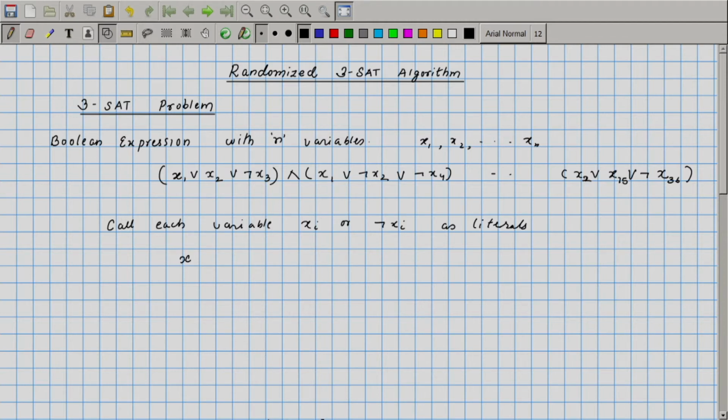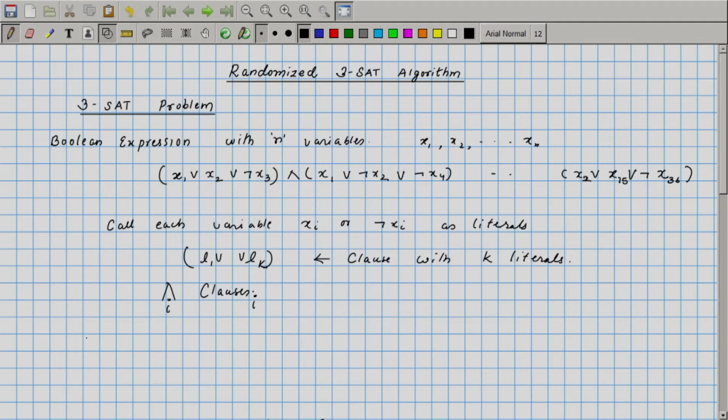If L1 through Lk are literals, then the OR of them is called a clause with k literals. And our formula is going to be a special type of formula, where we take the AND of clauses. So, you take an AND of these clauses, and that is the Boolean expression that we are interested in.